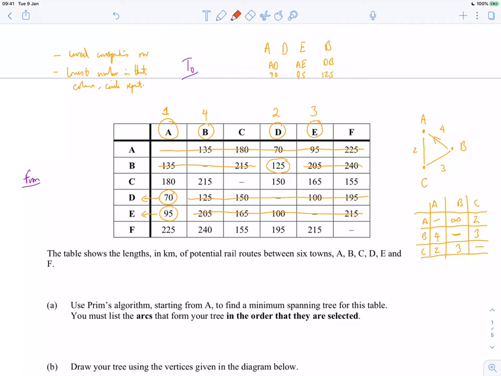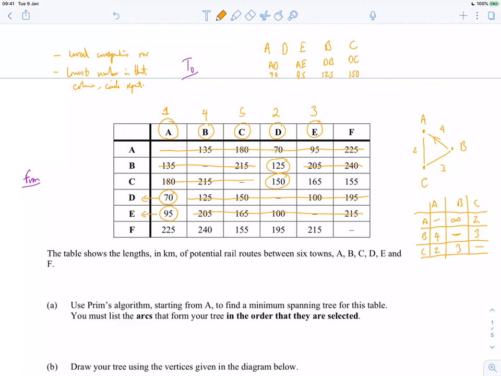And now I have to consider everything in the A columns, the B columns, the D columns, and the E columns. So the next smallest, I've got 150, is there anything lower? No, 150 is the next one. 150, which was here, is D column C row, so that's going from C to D, or DC, and that's 150. C is the next letter, so C would be the fifth one.